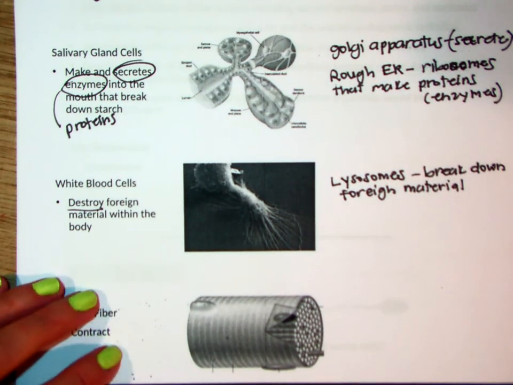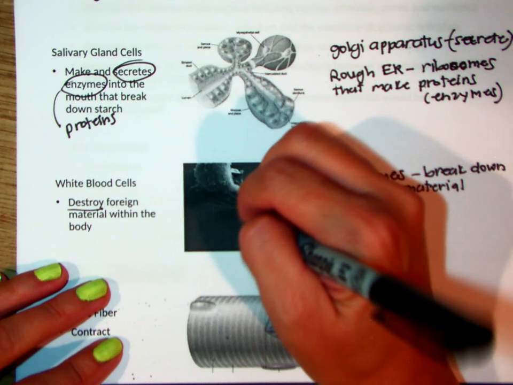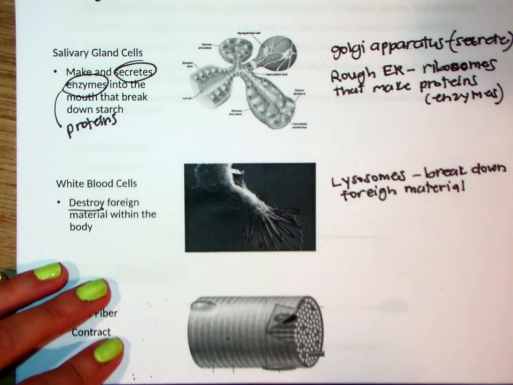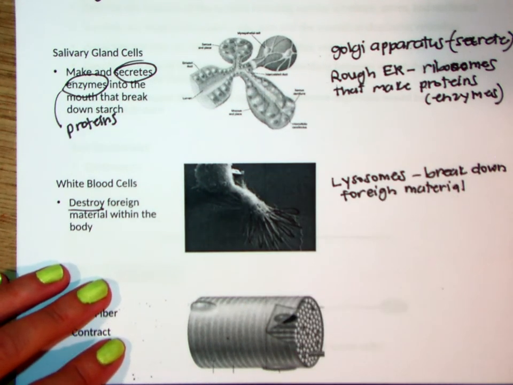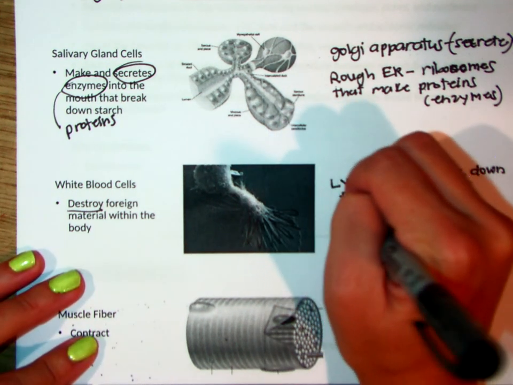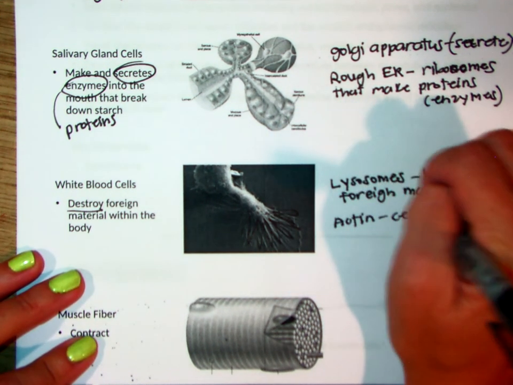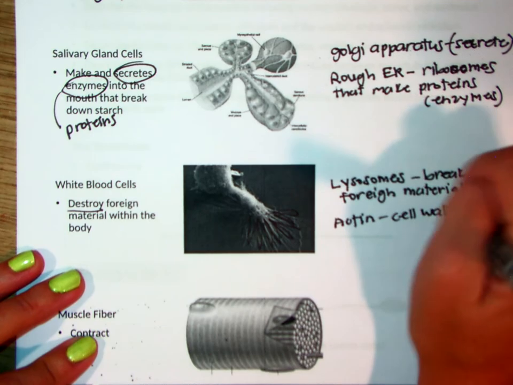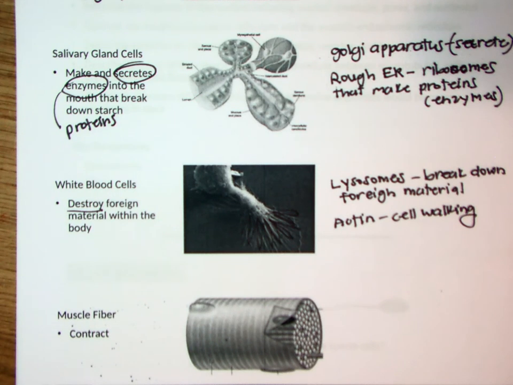And this might not be outrightly obvious, and my picture isn't very good, but if you look, they've got all these little, I'm going to call them feet, to help them walk around to where they need to go. And remember, this is actin that helps with cell walking. So in our white blood cells, we have an excess of lysosomes to help break things down, and a lot of actin because those cells have to be able to move around the body to help get rid of pathogens and foreign material.